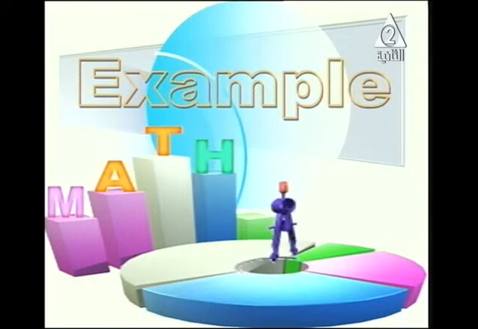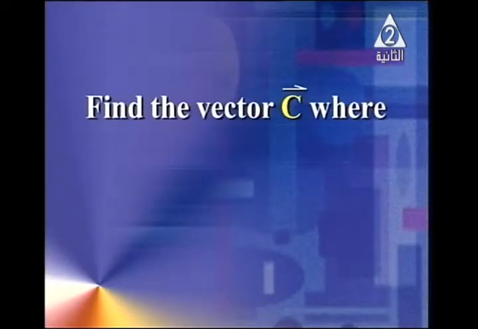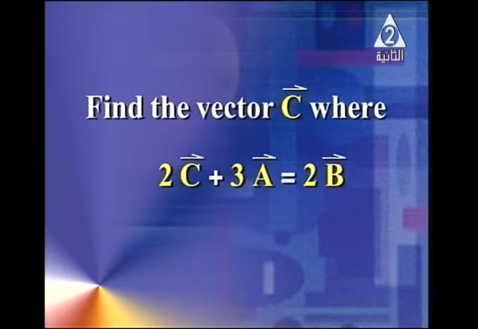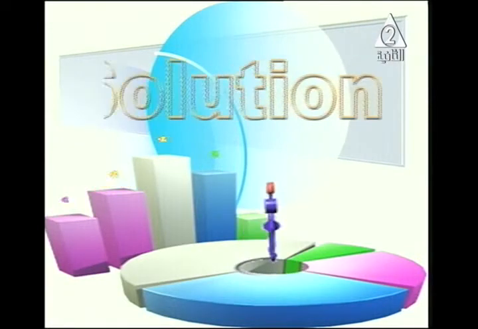Look at another example. Find the vector C where 2C vector plus 3A vector equals 2B vector. Look at the solution.